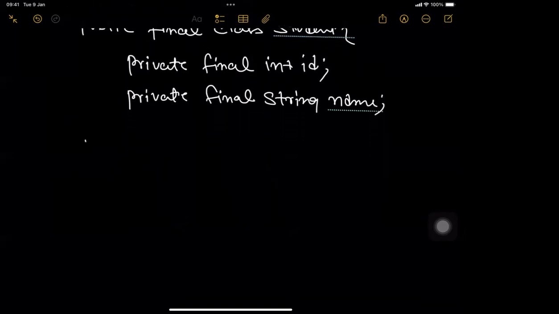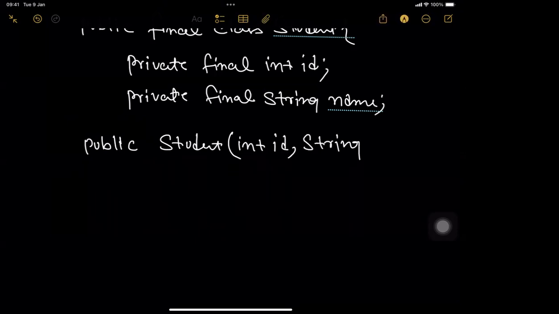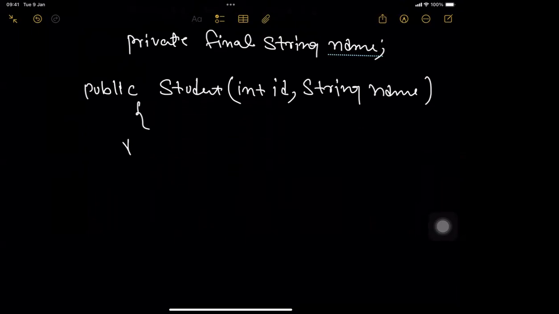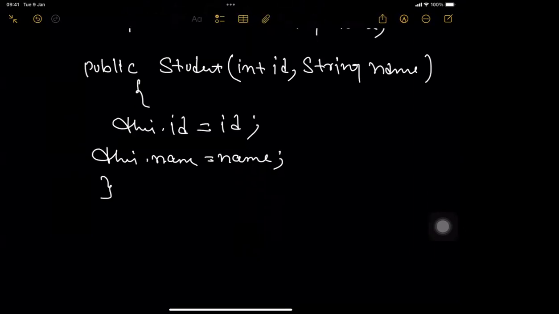So now we will take a constructor Student. Here we'll have int id, String name. Now curly braces open. this.id equals id. You guys are able to understand what I'm doing, right? this.name equals name. Now we'll close this. So now the constructor is fine.